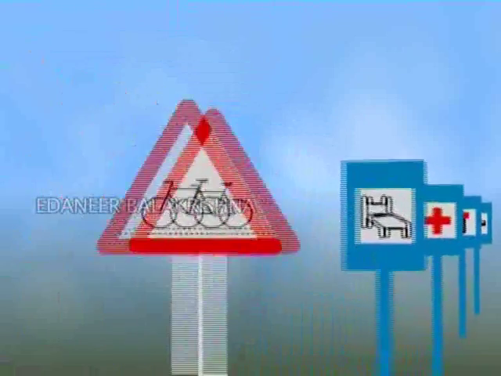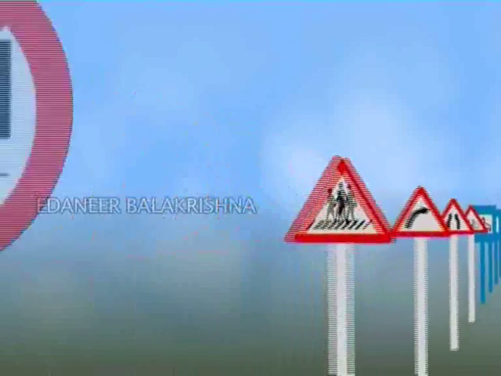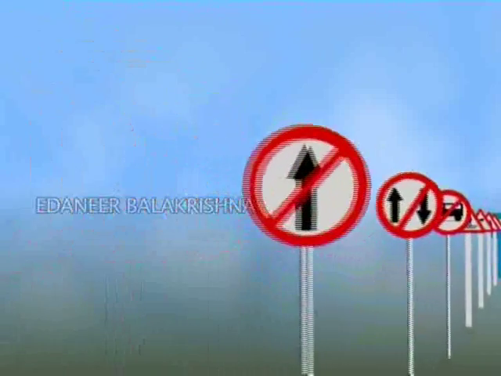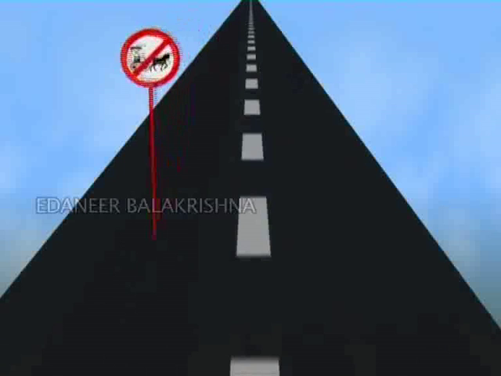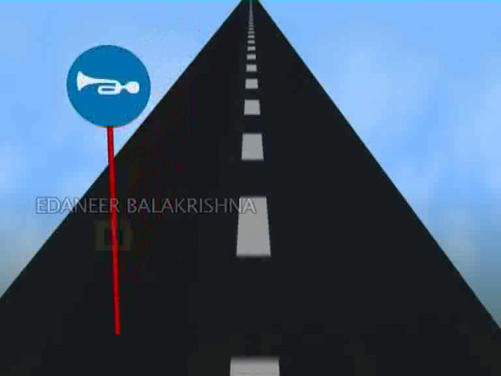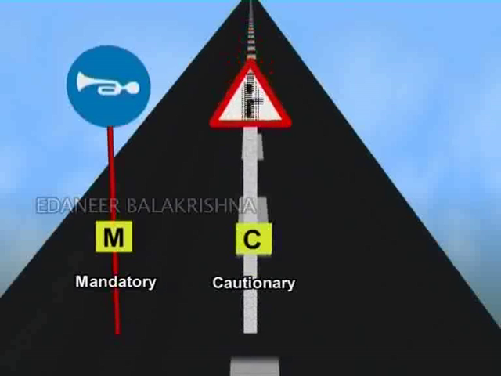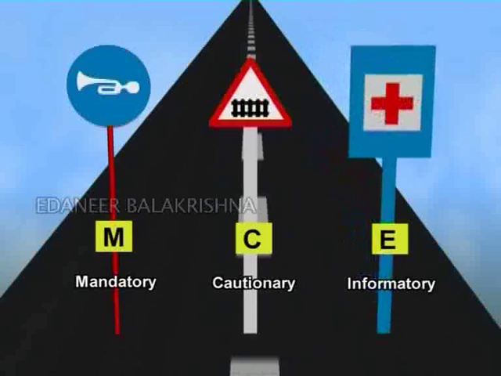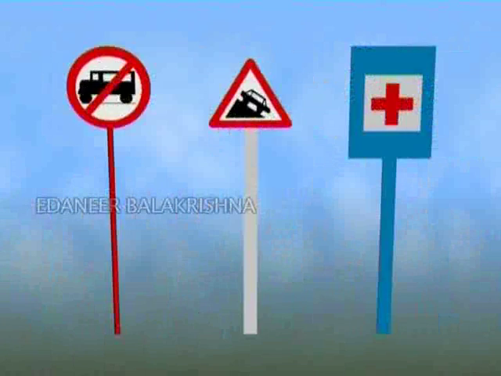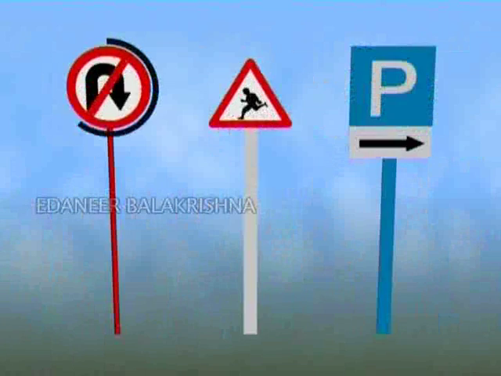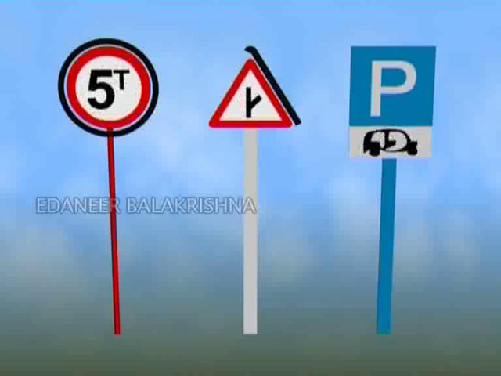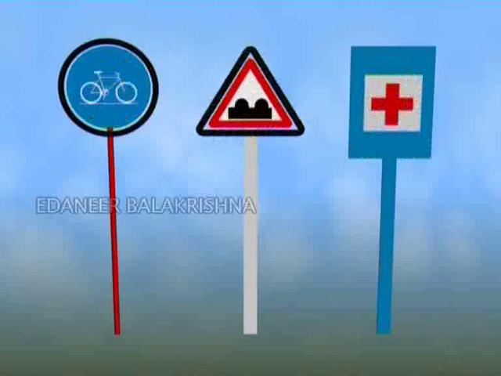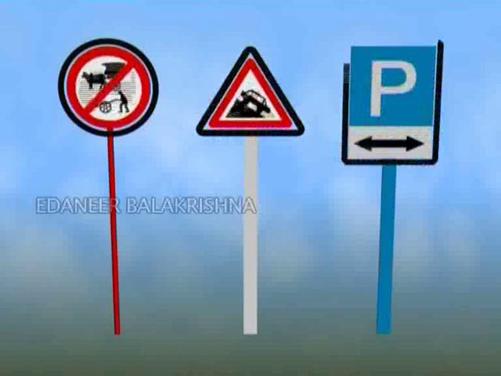Now, let us acquaint ourselves with the traffic signs used for the safety of all drivers and a smooth flow of traffic. These are of three types: M. Mandatory, C. Cautionary, and E. Informatory. Please note that mandatory sign is shown inside a circle, cautionary sign inside a triangle, and informatory sign inside a rectangle.